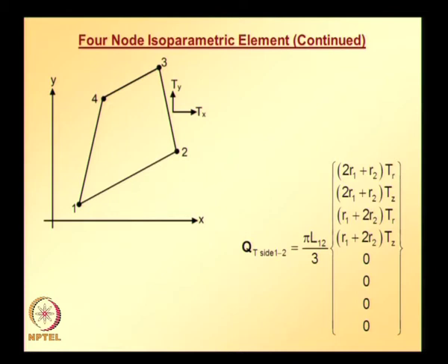What we will do is take the problem that we already looked at in the last class, where we used 2 axisymmetric linear triangular elements to solve the problem. Here we are going to solve the same problem using only one 4 node axisymmetric isoparametric element, using the equations that we just derived.